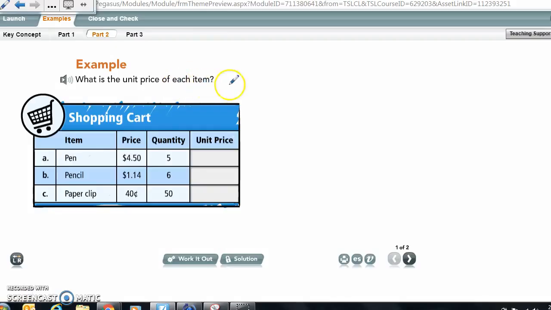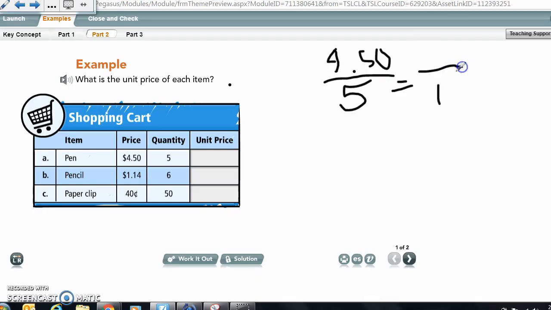All right, so what is the unit price of each item? Again, we're going to do the same exact thing, but we're going to go ahead and have to take some time to solve it in other ways. So here, remember it's price over item. The pens are going to be $4.50 for 5. And I need to figure out how much is in 1. So to get from 5 to 1, I divide by 5. So what's $4.50 divided by 5?